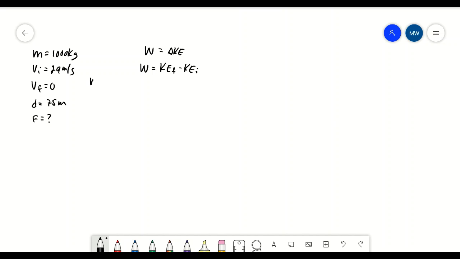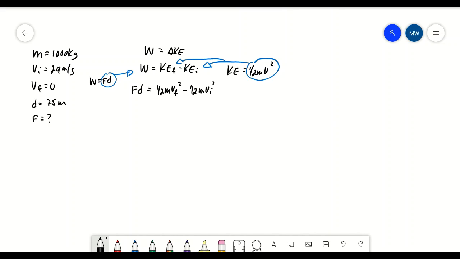Now what we need to do is a little bit of substitution. So work equals FD. So any place that I see a work, I'm going to put that in over here. I'm going to do the same thing with kinetic energy. Kinetic energy is 1/2 mv squared. So any place that I see kinetic energy, I'm going to put that in over here and over here. So I have two substitutions for this one. So on this side, I end up with FD equals, I have my kinetic energy final, so I'm going to write 1/2 mv final squared. And then I have my kinetic energy initial, so I'm going to write 1/2 mv initial squared.